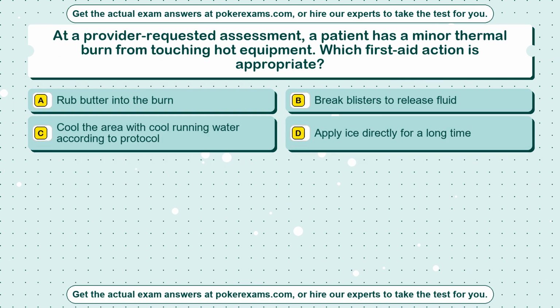Question 86. At a provider-requested assessment, a patient has a minor thermal burn from touching hot equipment. Which first aid action is appropriate? Option A, rub butter into the burn. Option B, break blisters to release fluid. Option C, cool the area with cool running water according to protocol. Option D, apply ice directly for a long time.